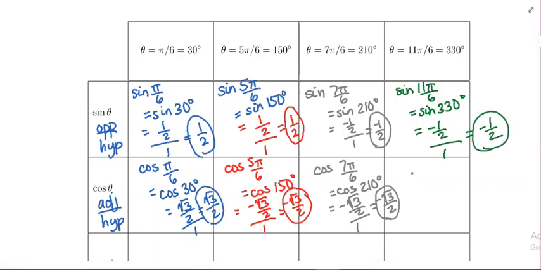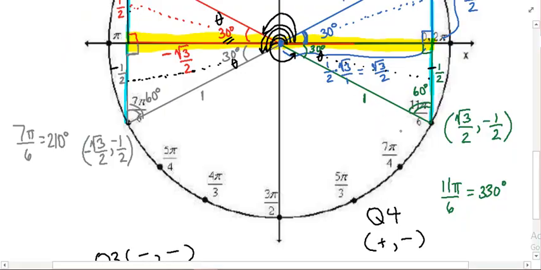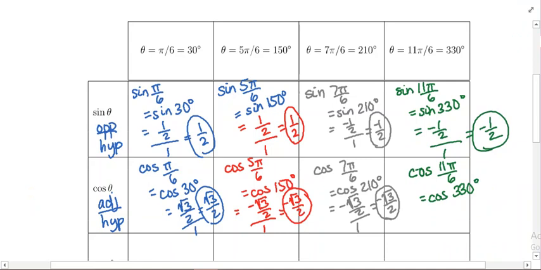And now let's get the cosine. So the cosine of 11 pi over 6, which is the cosine of 330 degrees. Go back over here. Here's your reference angle. We need the length of the adjacent side, which is right here. That's going to be the square root of 3 over 2. It's positive because we have positive x values in the 4th quadrant. Divide by the length of the hypotenuse, which is 1. And so we get the square root of 3 over 2 over 1, so the square root of 3 over 2. All right, so we've got sine and cosine established for each of these angles.